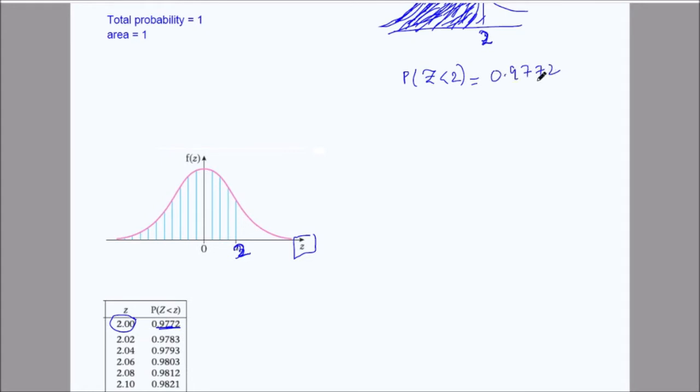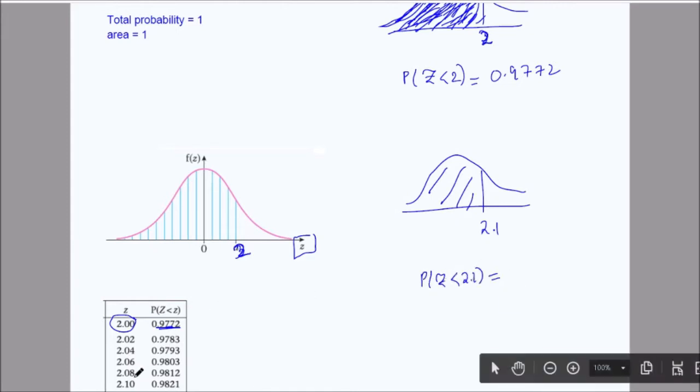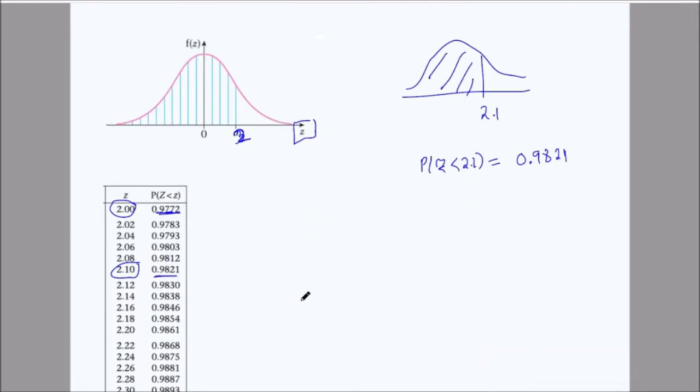0.9772. Similarly, if you need a value that z is less than 2.1, z is less than 2.1, so for 2.1 you can see the corresponding probability is 0.9821. Okay, so this table gives you the value of the area which is less than that specific z. Okay, less than that specific z.